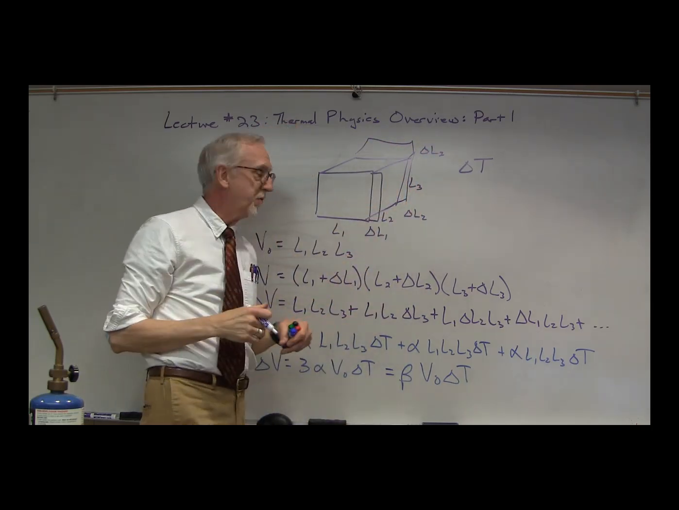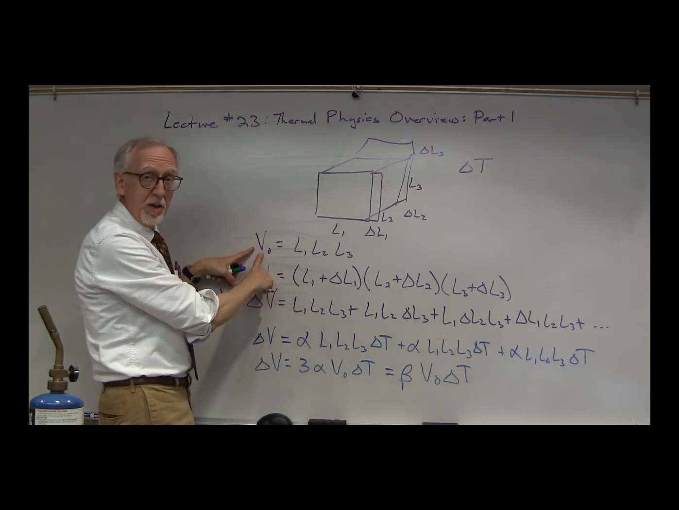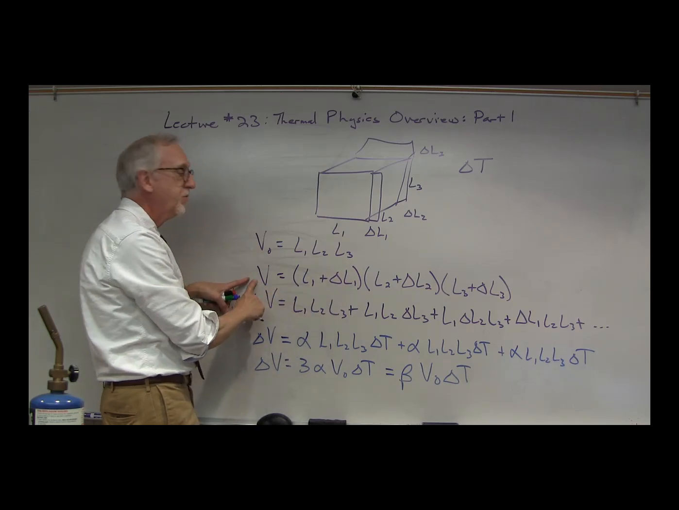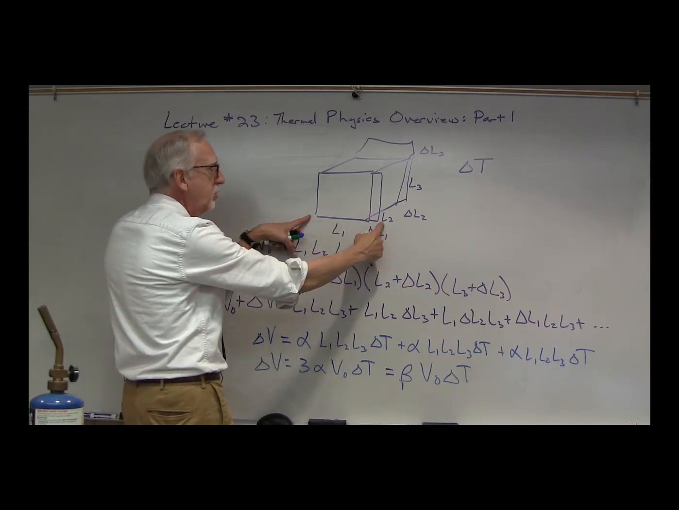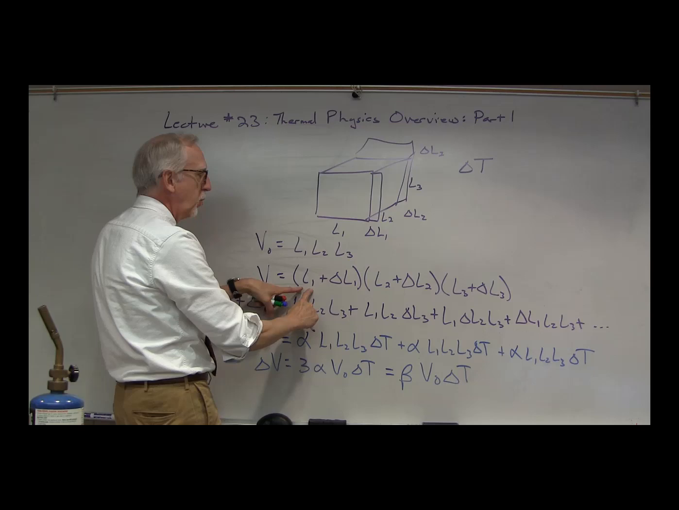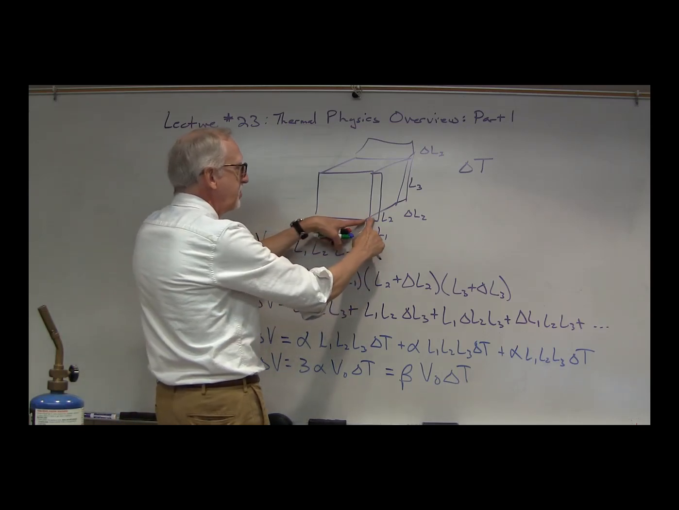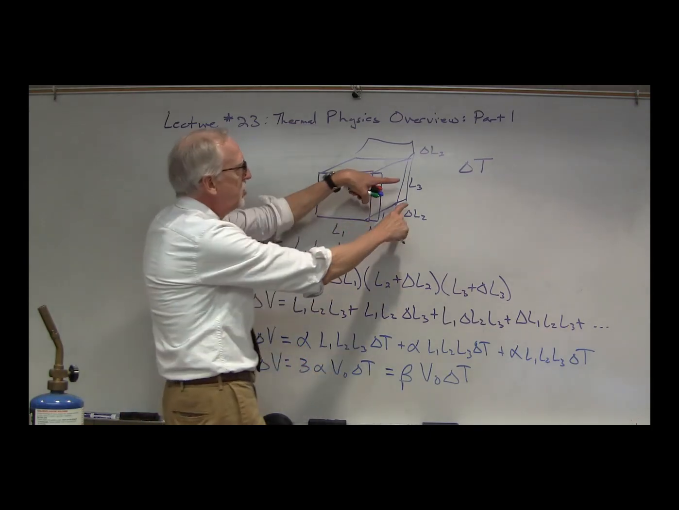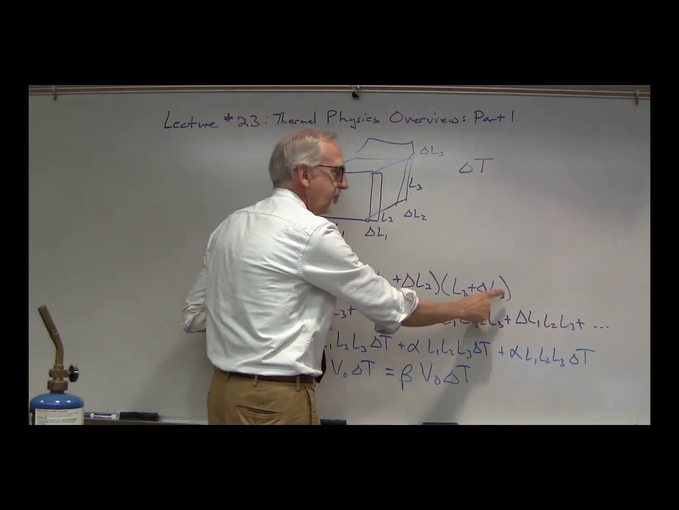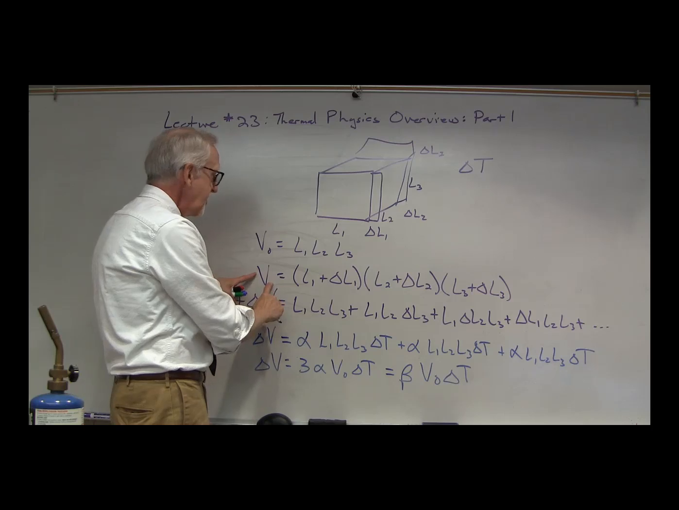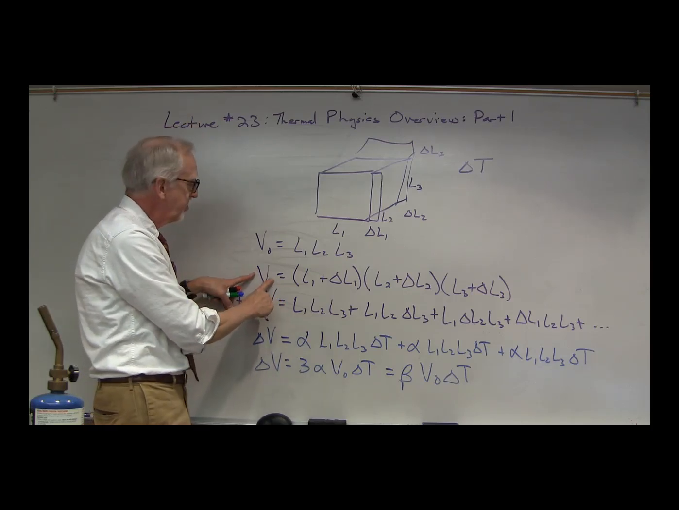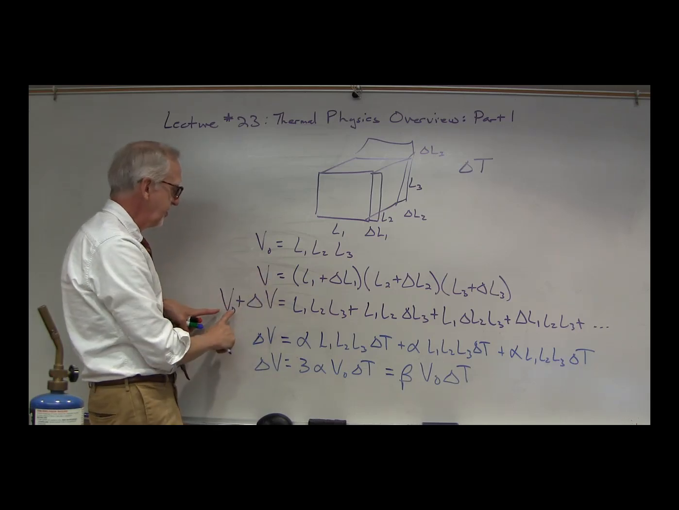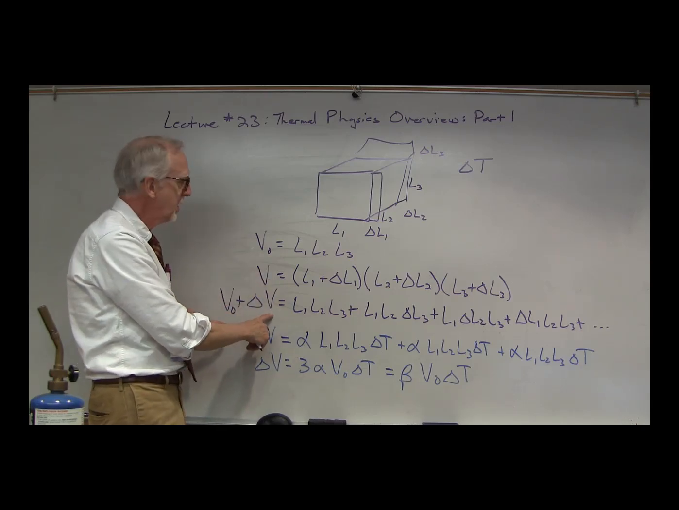So our initial volume, V0, is just L1 times L2 times L3. But the new volume is now the new length here, which is L1 plus delta L1, times the new length here, which is L2 plus delta L2, times the new length here, which is L3 plus delta L3. And that's going to be our new volume. Now the new volume is just the old volume plus an increase in volume, so we'll say that this is V0 plus delta V.